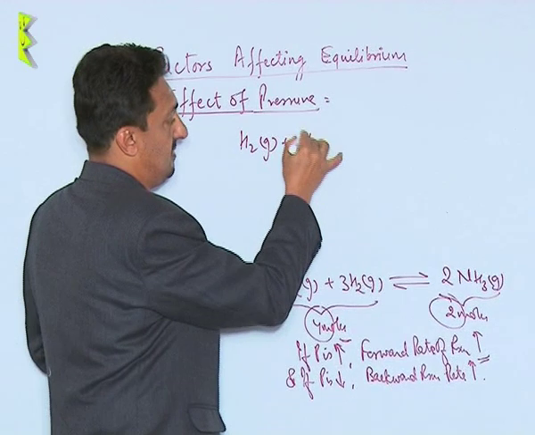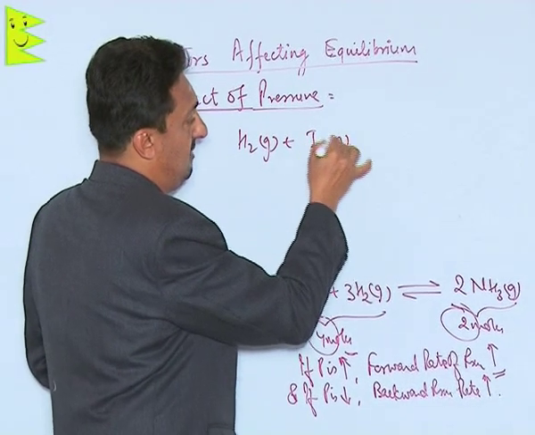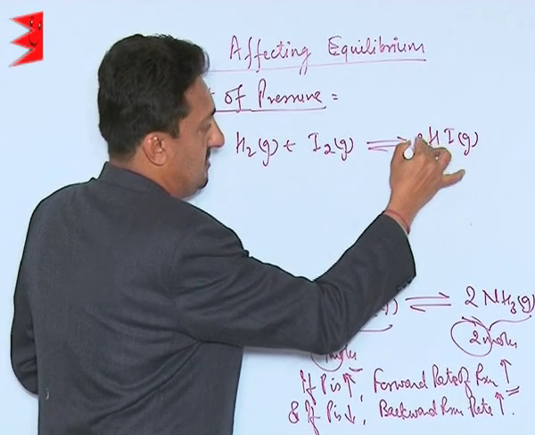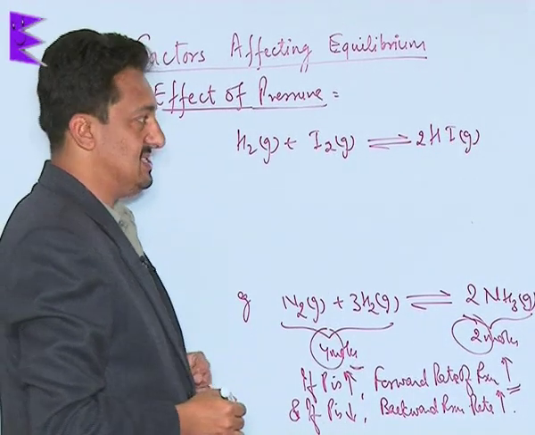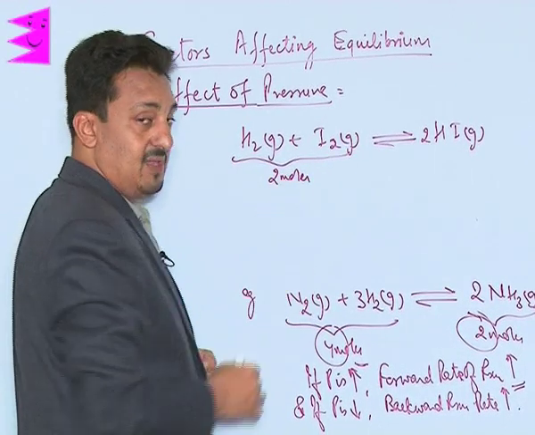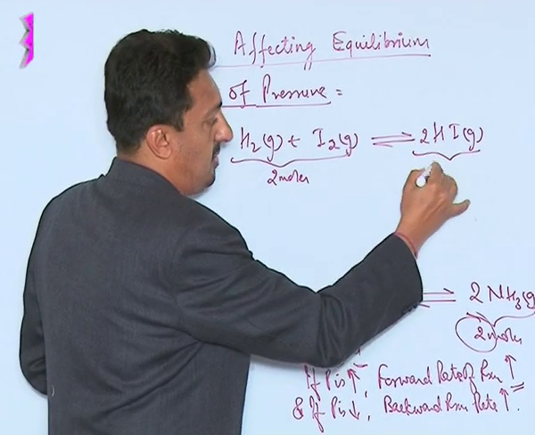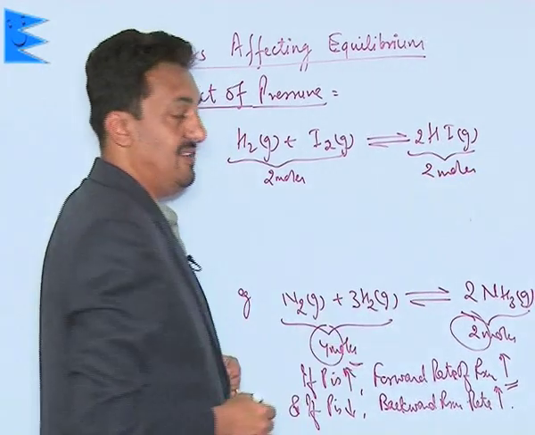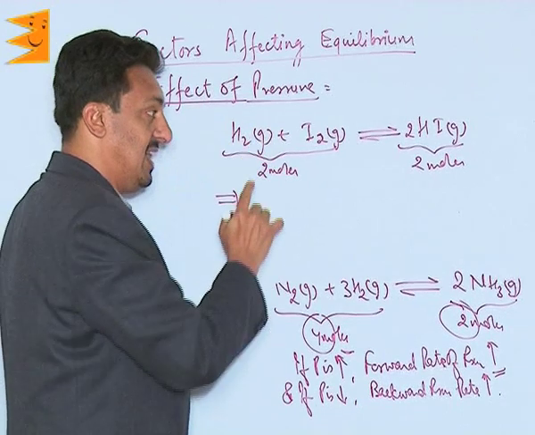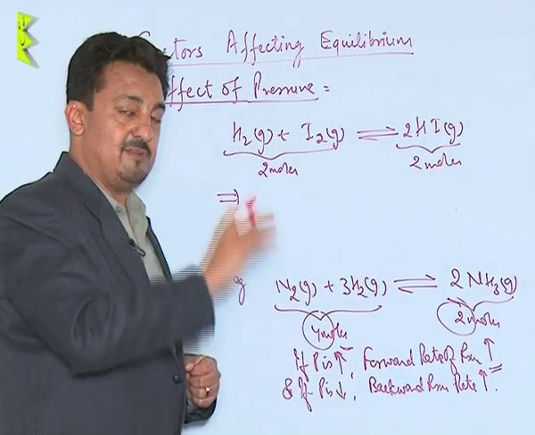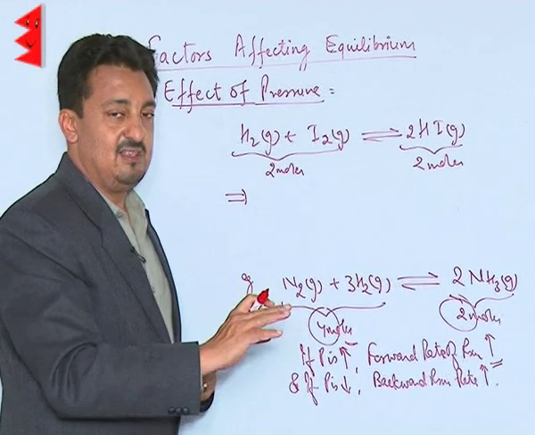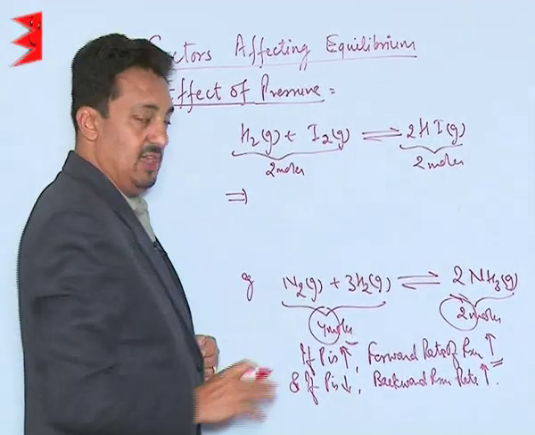Hydrogen gas reacted with iodine vapors to form HI. Now in this case, since the reactant also involves 2 moles of the gaseous substances, product also involves 2 moles of the gaseous substances. Remember, therefore, in such a case, the increase and decrease of the pressure will not make any effect, any significance on the state of equilibrium.